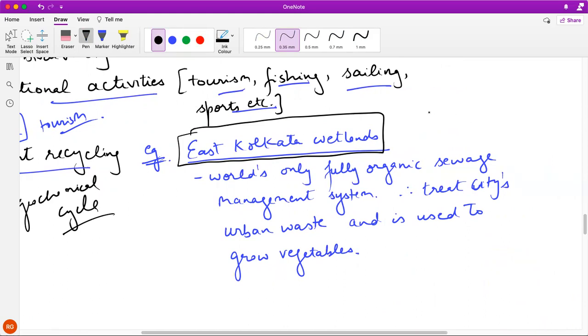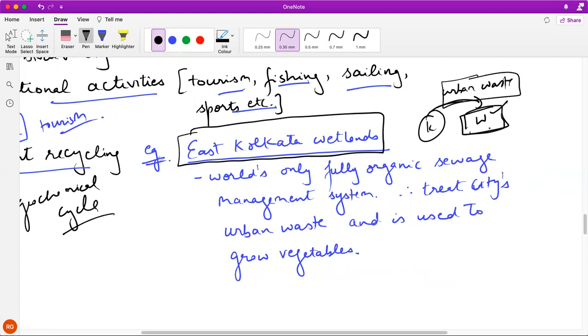Now, what is happening? This is a wetland, East Kolkata wetlands, Kolkata city. We are providing urban waste to this wetland. So this wetland is treating this urban waste, and by treating urban waste, nutrients are being filtered out. Now such nutrients are being used to cultivate crops and vegetables, and these crops are being provided to Kolkata. So a circular economy is being created.